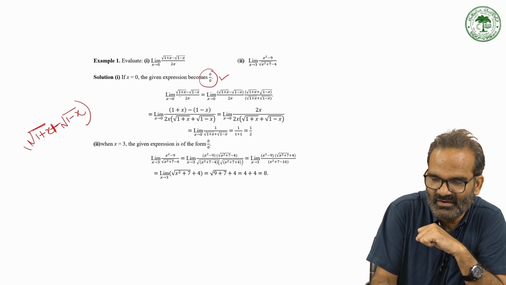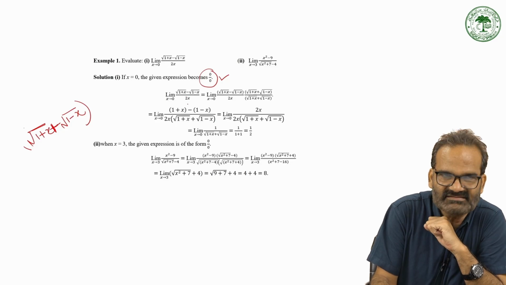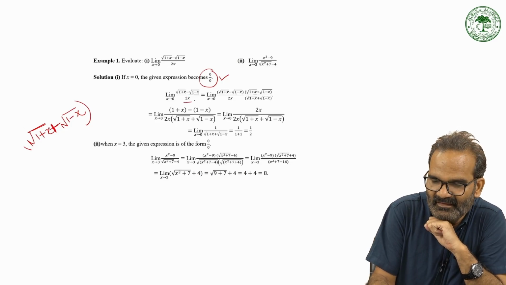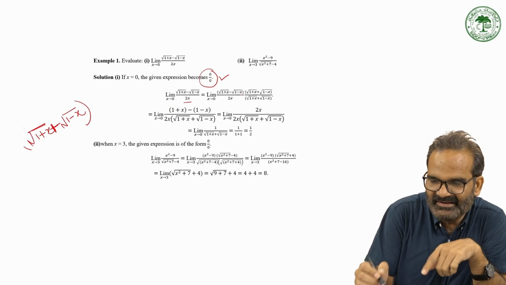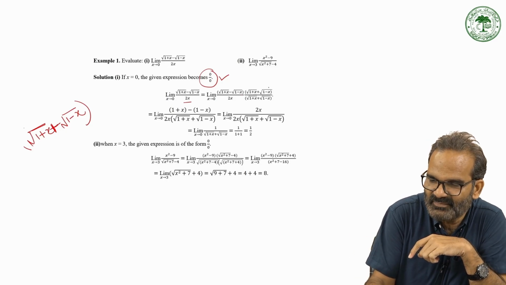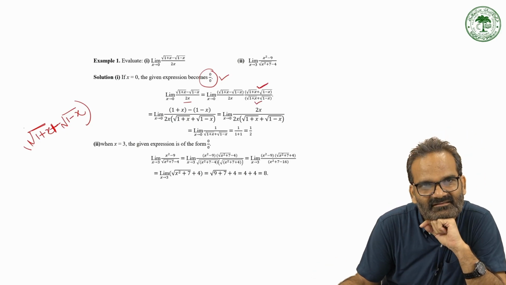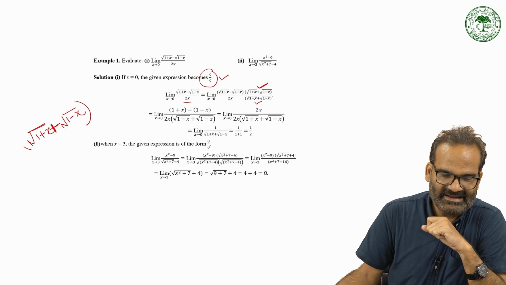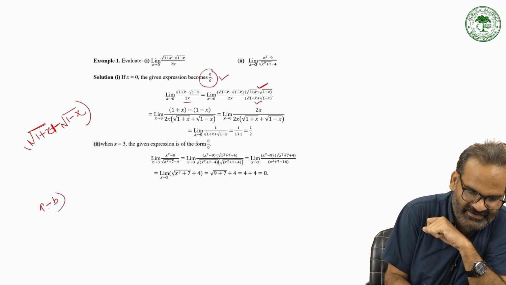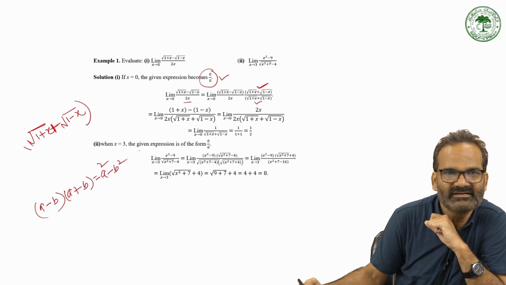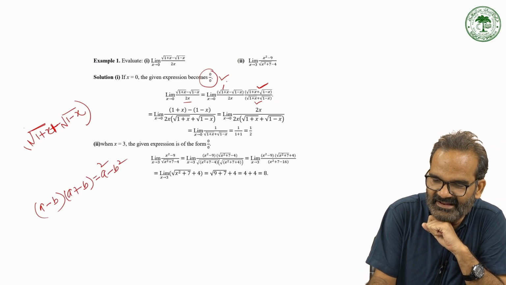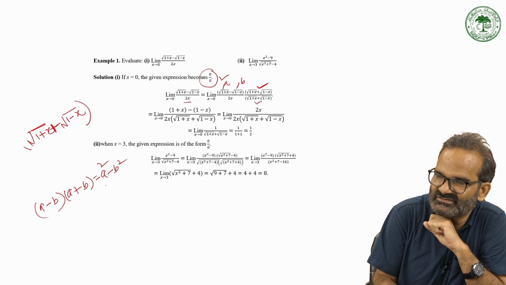Limit x tends to 0 of (root 1 plus x minus root 1 minus x) divided by 2x. This is the original function. We are multiplying and dividing by root 1 plus x plus root 1 minus x. This is the division and this is the multiplication, right? You know the formula: (a minus b)(a plus b) equals a square minus b square. Take this as a, take this as b. So (a minus b)(a plus b) becomes a square minus b square.